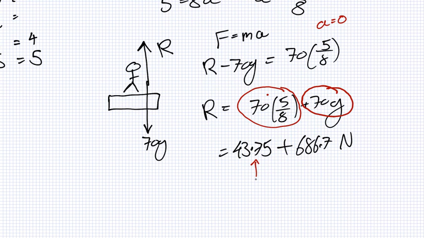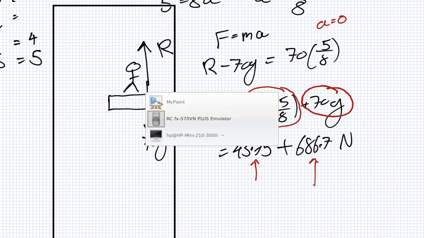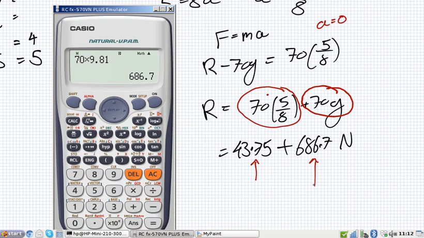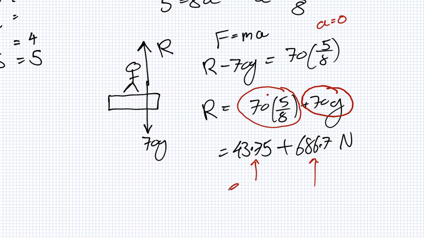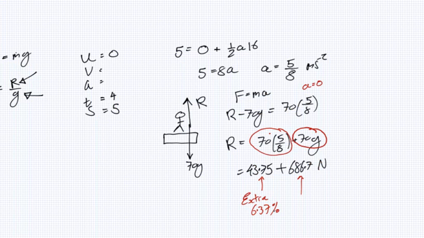So let's work out what this is compared to this as a percentage. 43.75 divided by that. So that's about 6%. So this is an extra 6.37%. So this means the weighing scales will think he's 6.37% heavier than he really is.